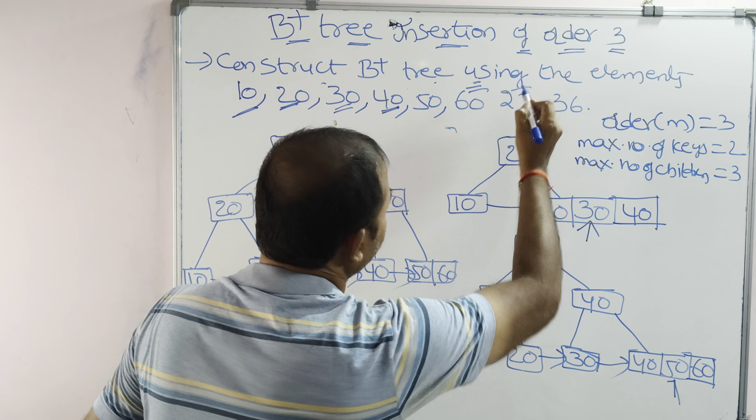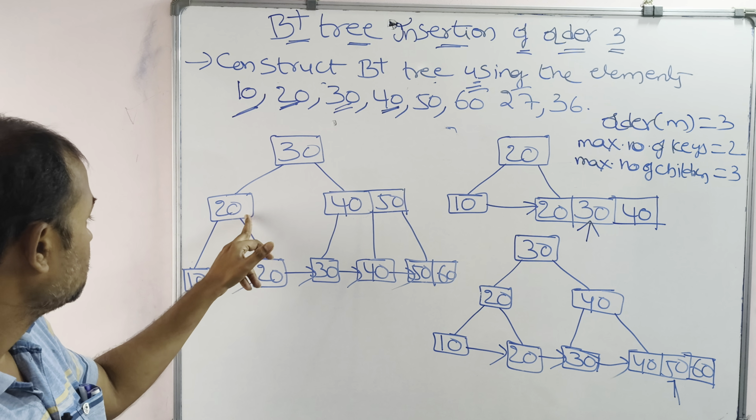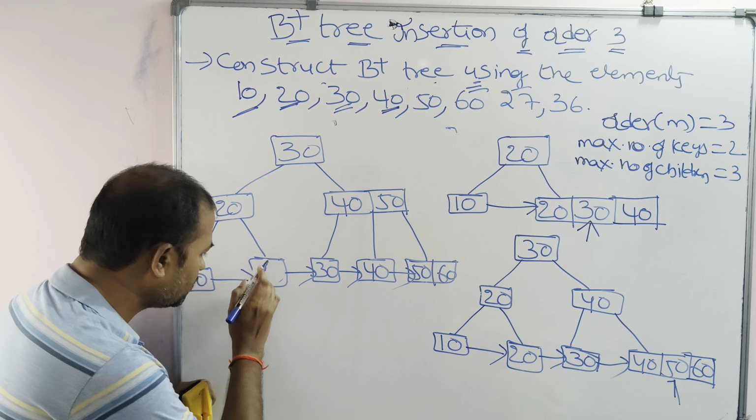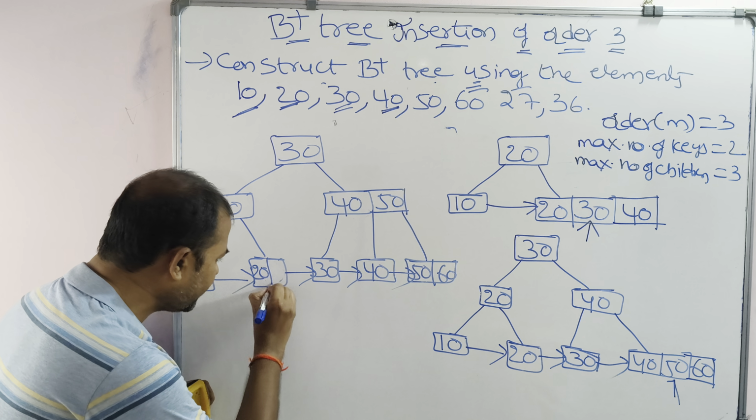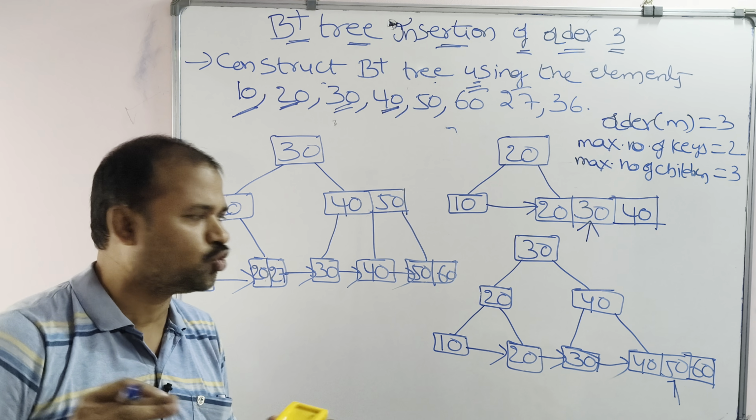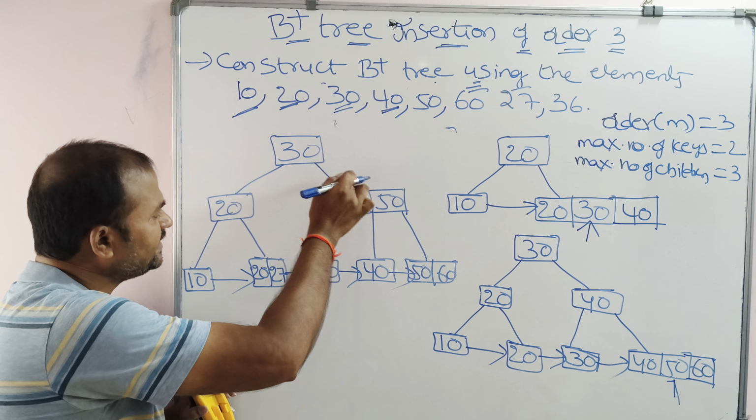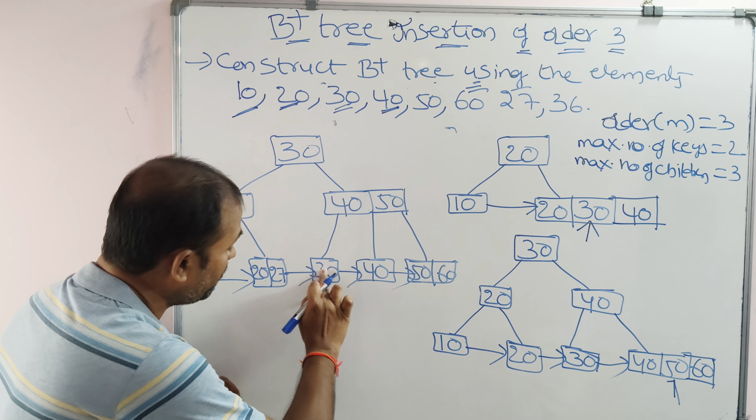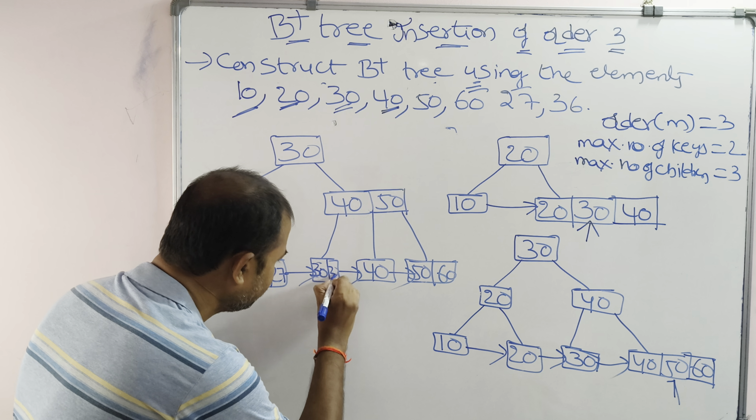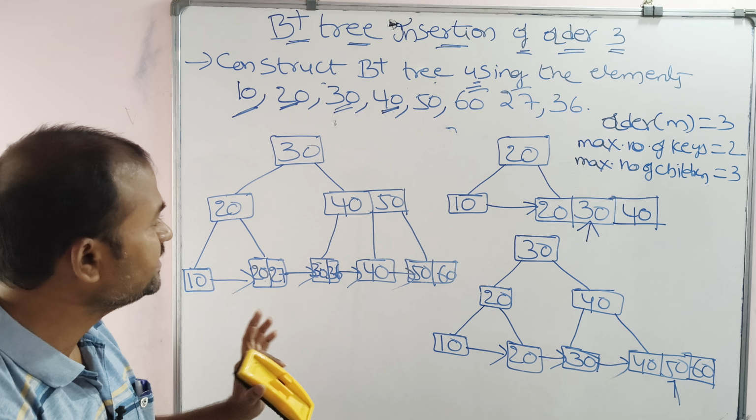Next we have to insert 27. 27 is less than 30. 27 is greater than 20. So we have to insert in this leaf node. So now this leaf node will contain 20 as well as 27. The node will contain 2 keys. There is no problem. Next we have to insert 36. 36 is greater than 30. 36 is less than 40. So we have to insert in this leaf node. So 30 as well as 36. We can insert 2 keys. There is no problem.